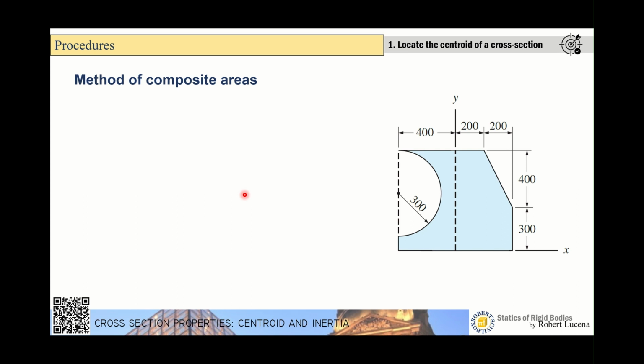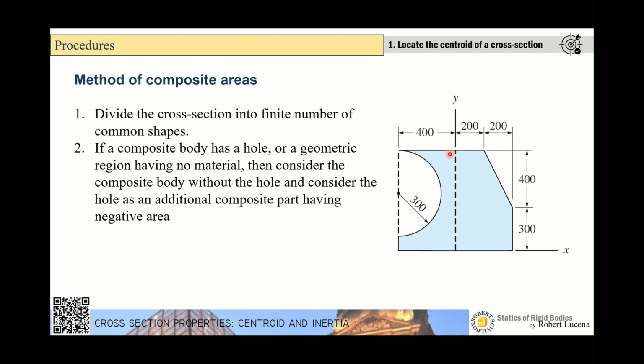Whereas in the composite area, observe that this cross section might be complicated, but it is simply an assembly of common shapes. As you can see, you have here rectangles, a semicircle, triangles, and another rectangle. So if the cross section can be constructed using common shapes, then it's practical to use the method of composite area to eliminate the process of integration. The first thing you do is to divide the section into a finite number of common shapes, regions that are each a common shape, like a rectangle or triangle.